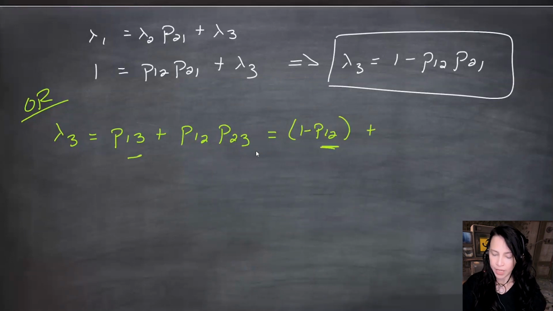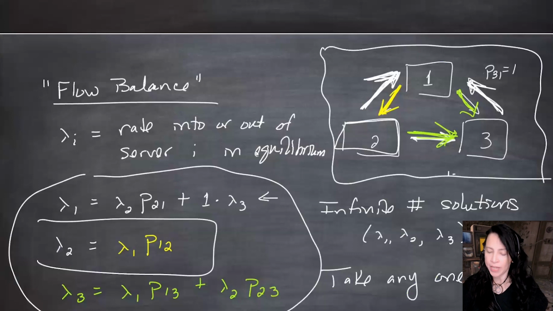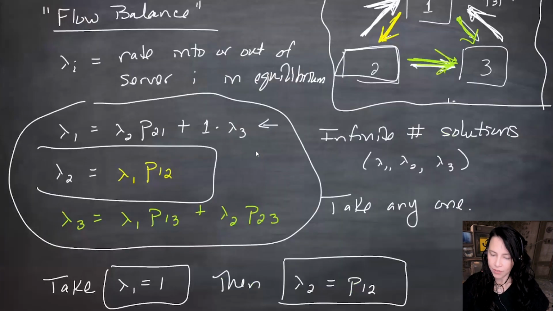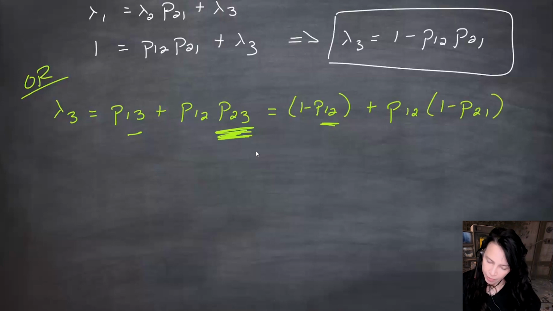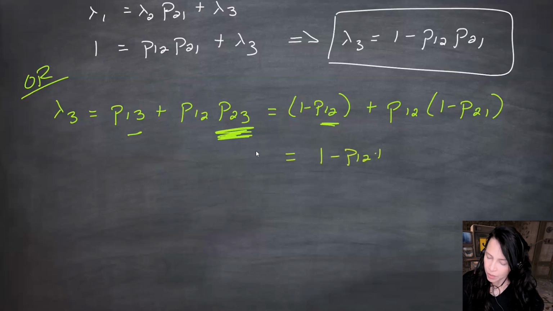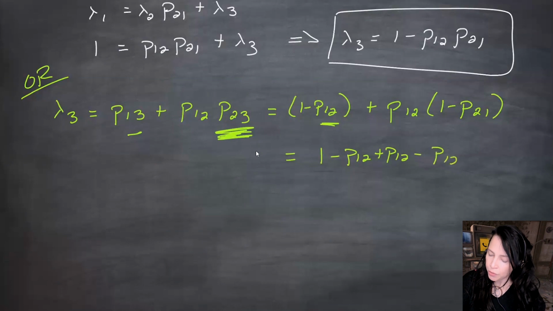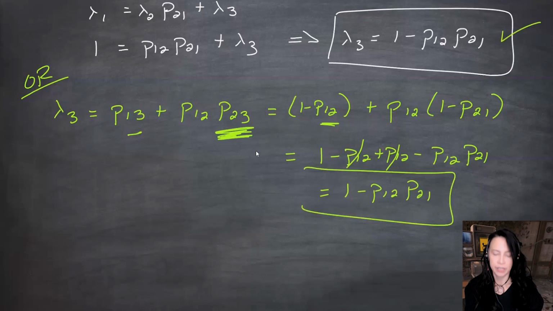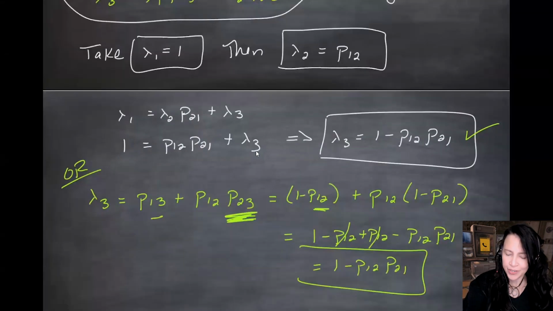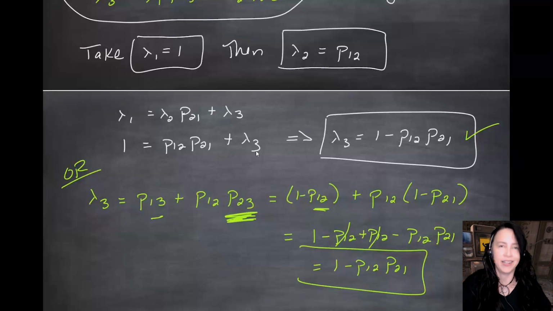And I can write p23 as follows: from 2, there are 2 arrows out of 2. I can go to 1 or I can go to 3. And I can write the probability of going from 2 to 3 as 1 minus the probability of going from 2 to 1. And if I multiply that out, I get 1 minus p12 plus p12 minus p12 p23 p21. So you can see that we do get the same thing as we got for lambda 3 up here. It's just like everything we've solved throughout the semester. There's always one equation you can ignore because everything is all tied together.